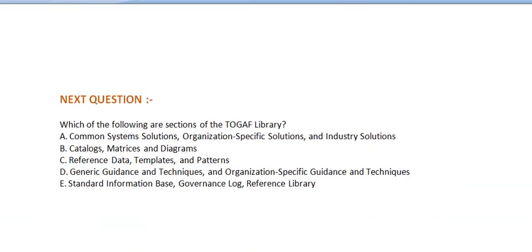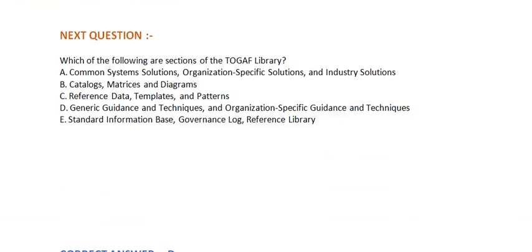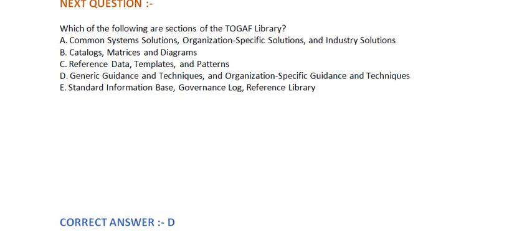Now moving to next question. Which of the following are solutions of TOGAF library? Option A, common system solution, organization specific solutions, and industry solutions. Option B, catalogs, matrices, and diagrams. Option C, reference data, template, and patterns. Option D, generic guidance and techniques and organization specific guidance and techniques. And option E, standard information base, governance log, and reference library. The correct answer is option D.